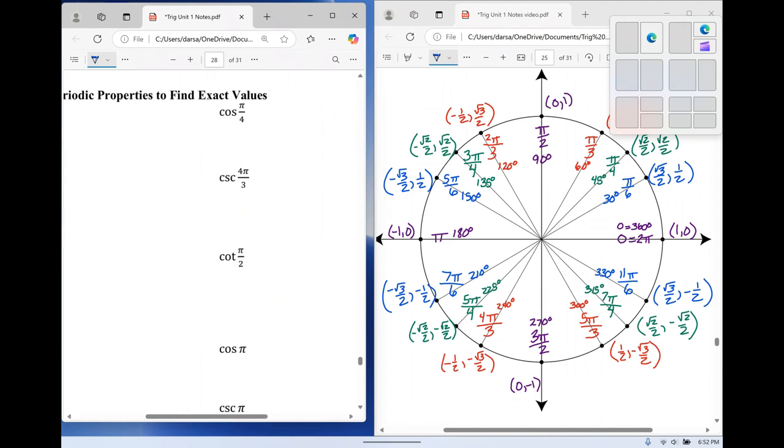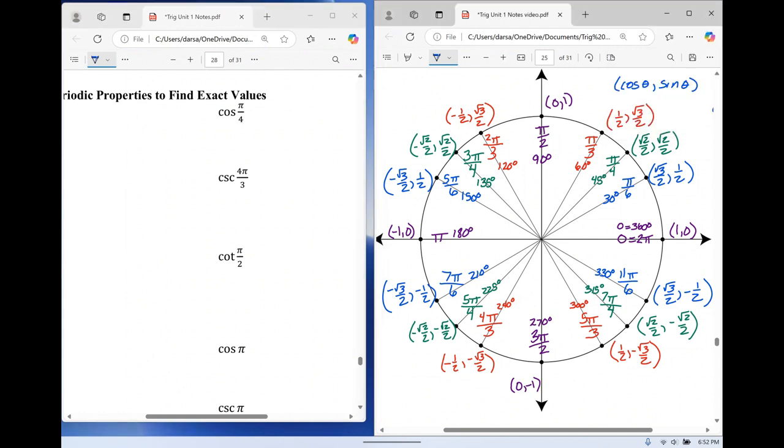What if we wanted to find the cosine of pi over 4? Then we are going to look at the angle pi over 4, which is this line. We'll look at the point that goes with it, and remember the x coordinate is the cosine. So we get cosine of pi over 4 is square root of 2 over 2.